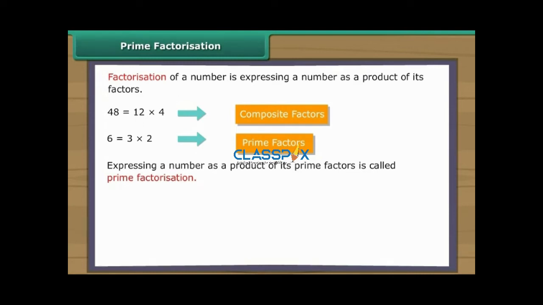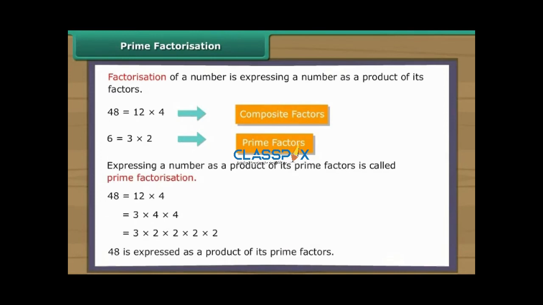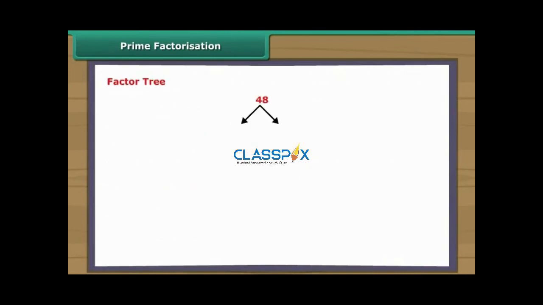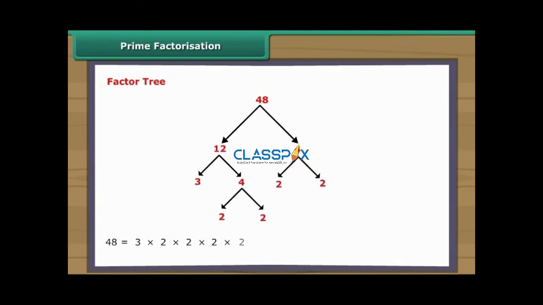Let us perform prime factorization on some numbers. 48 is equal to 12 into 4. 12 is 3 into 4. So 48 can be factorized as 3 into 4 into 4. 4 is 2 into 2. So 48 can be further factorized as 3 into 2 into 2 into 2 into 2. 48 is now expressed as a product of its prime factors. Prime factorization can also be expressed graphically with the help of a factor tree.